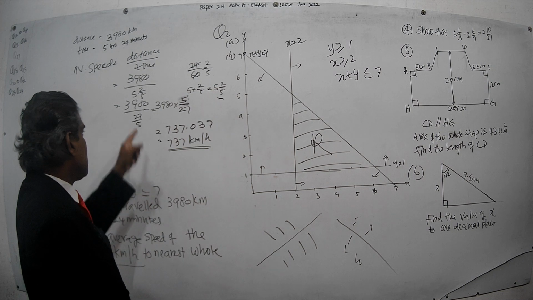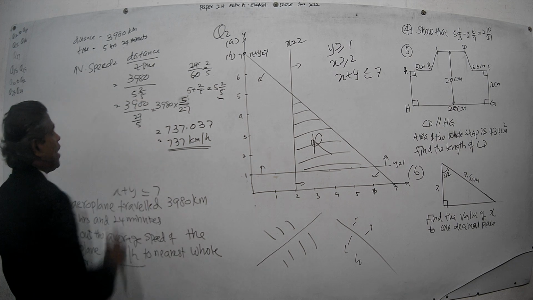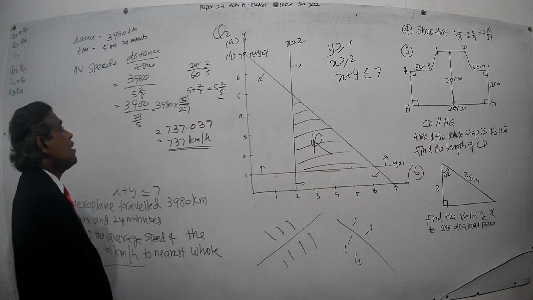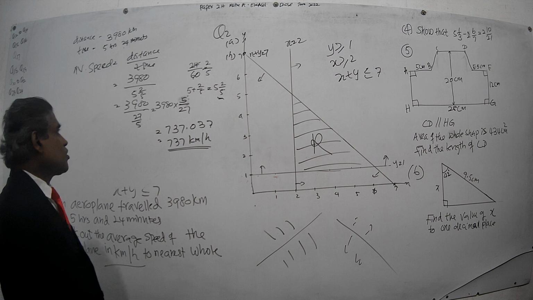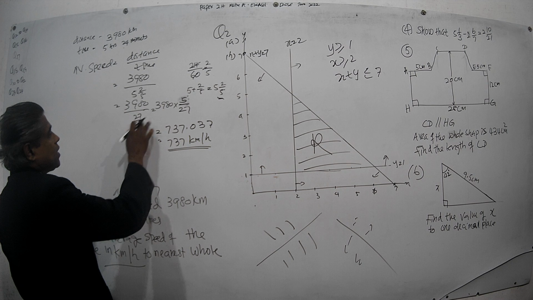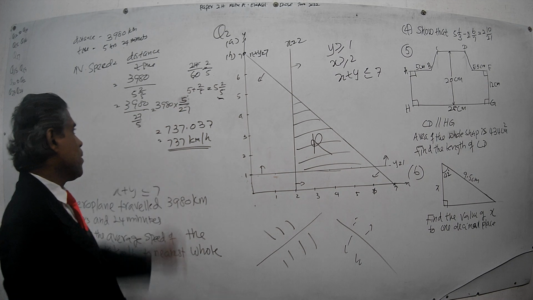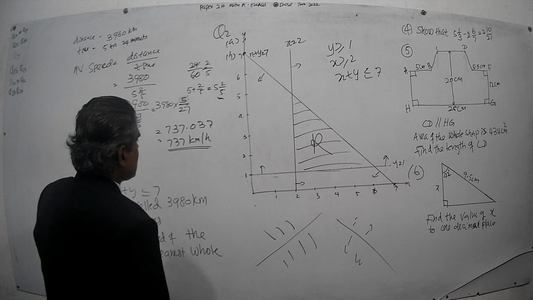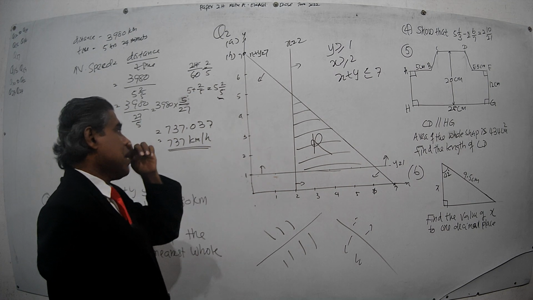That is the time to be taken. Here, 3,980 kilometers were divided by 5 2 over 5 hours. Then to convert that 5 2 over 5 into an improper fraction to divide, that is 27 over 5. Then this fraction is turned upside down, so that 27 over 5 becomes 5 over 27 multiplied by 3,980. Then after simplifying, we got 737.037 and several more decimal places.